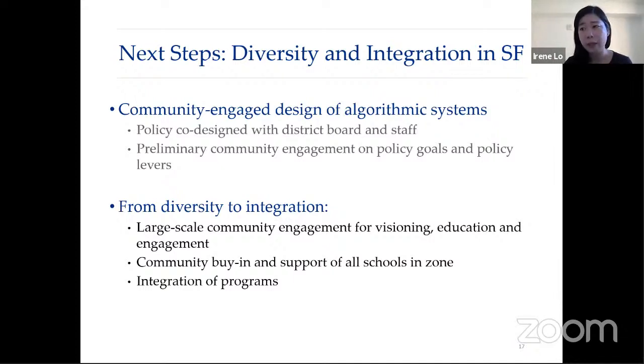And something else that we did when drawing the zones is we looked at measures of socioeconomic status when trying to come up with diverse zones. And we also looked at measures of school performance. So how is the school doing on suspension, absenteeism, test scores, improvement in all of these factors. And we try to also balance the zones in terms of these different measures of how resourced the schools are and how much they can support the students. Yeah, so that's a good question.